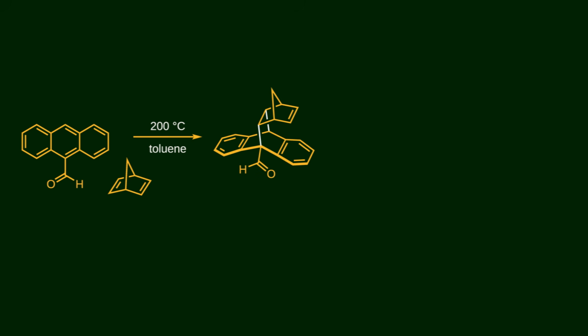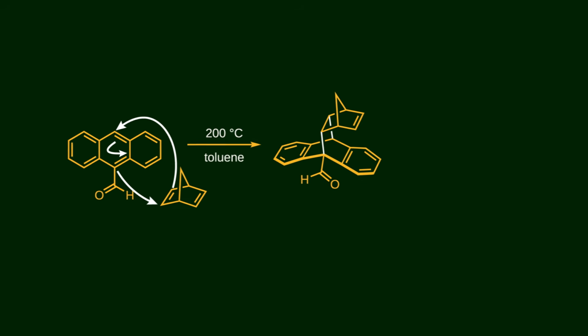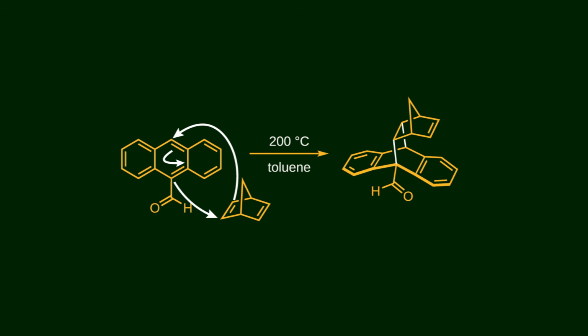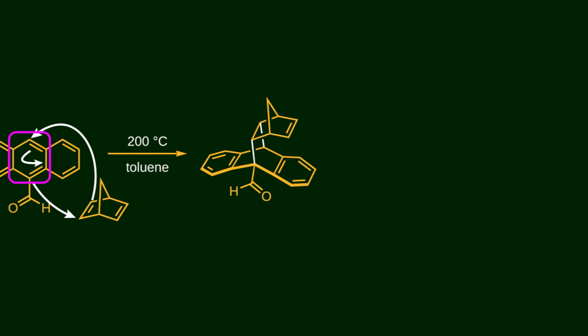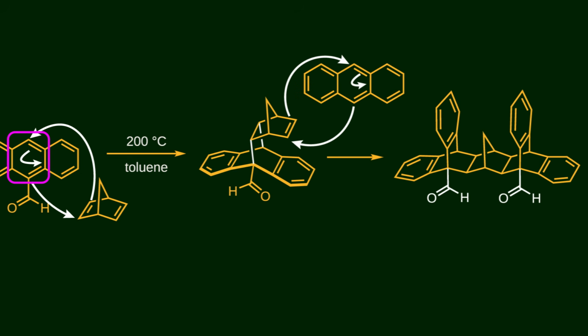The synthesis begins with the Diels-Alder reaction between norbornadiene and anthracene with an aldehyde on the middle ring. In anthracene, this ring is more reactive and acts as a diene. This is a cycloaddition product, but norbornane still has a double bond that could react with another anthracene. This is actually a twofold Diels-Alder reaction leading to the desired product.